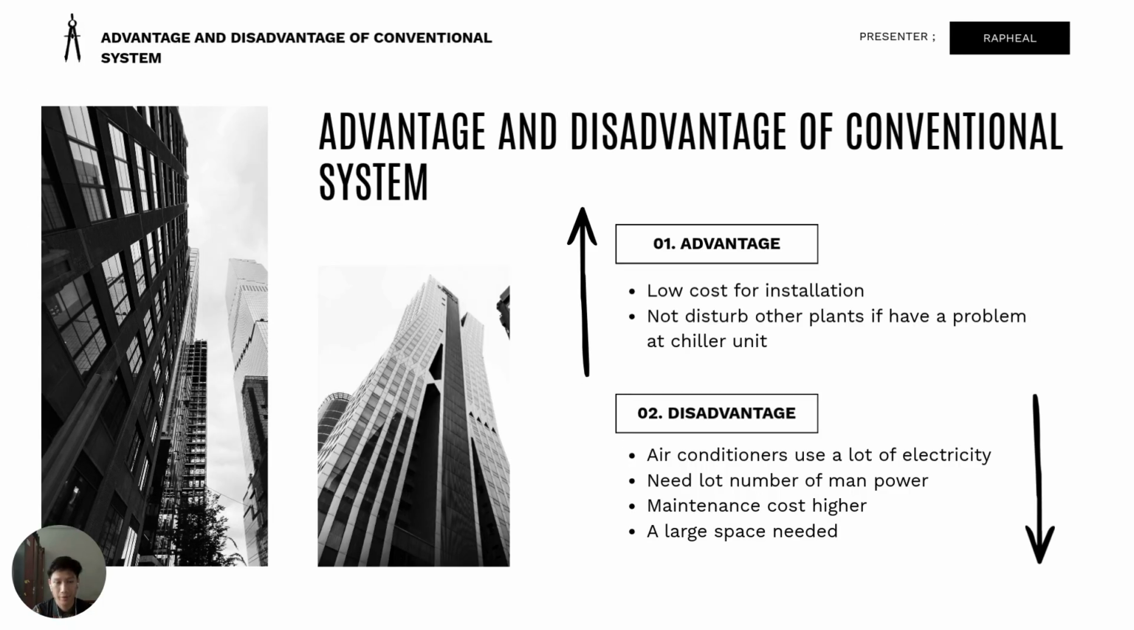And this is the advantage and disadvantage of the conventional system. For the conventional system, there are two advantages and four disadvantages. The first advantage is low cost of installation. Two is that it does not disturb other plants if there is a problem at a chiller unit. For the disadvantages, air conditioning uses a lot of electricity and requires a lot of manpower. It also causes higher maintenance for the conventional system and needs a large space.